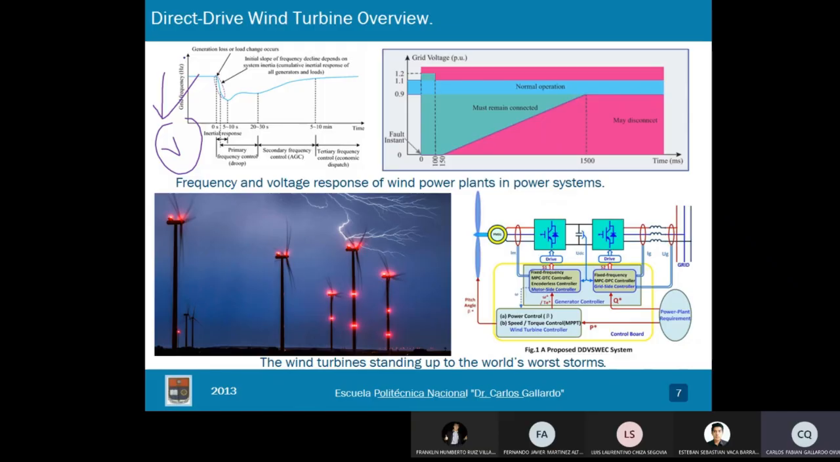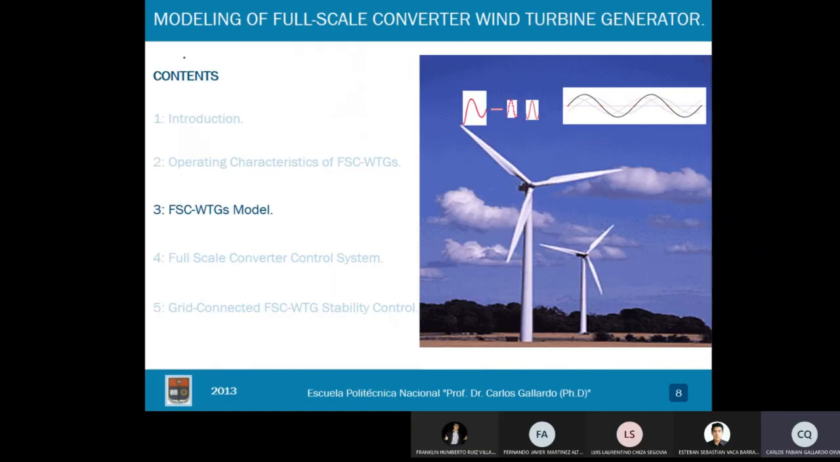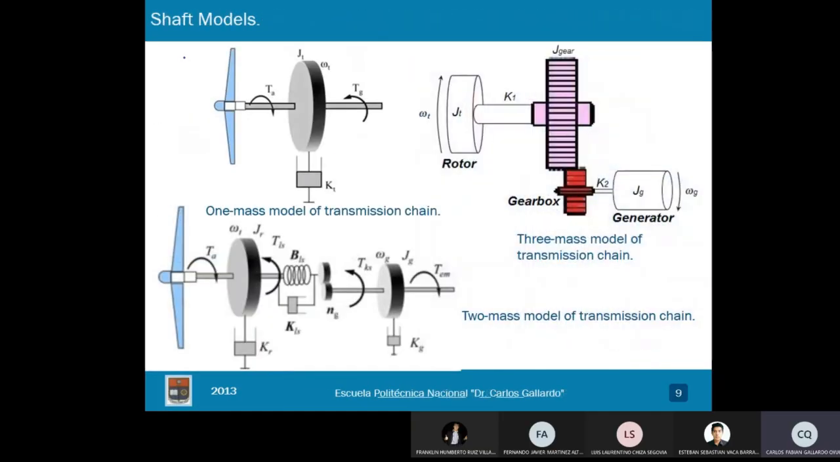Okay, so let's start the modeling from the mechanical viewpoint. Let's start with the shaft model. In this case, a shaft model includes a wind turbine model, shaft model, generator model, and full-scale converter model. So it's possible to classify the drivetrain. I will have three possible models.